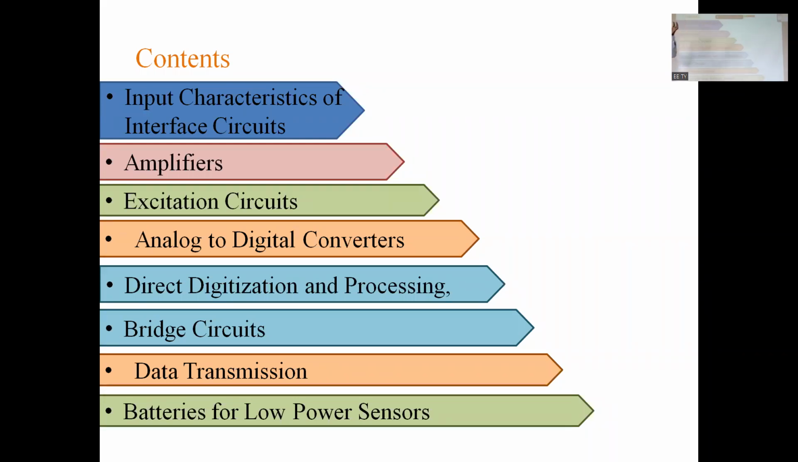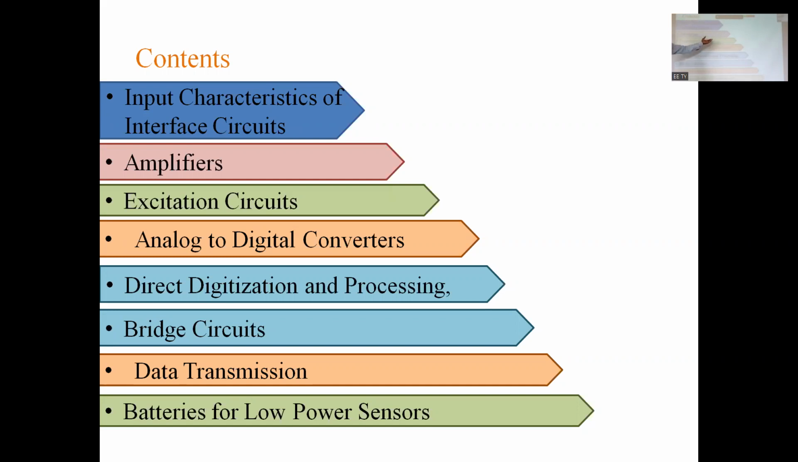The second unit content is the amplifier. You people already know the amplifier. If the signal obtained from the sensor is a low level signal, then we want to convert that signal into a high level signal. So we require the amplifier, and we want to understand the amplifier.